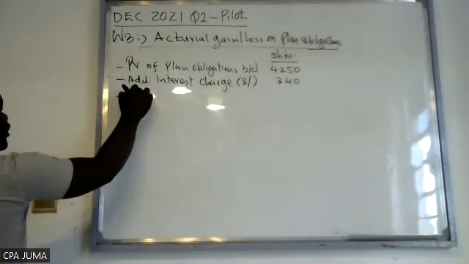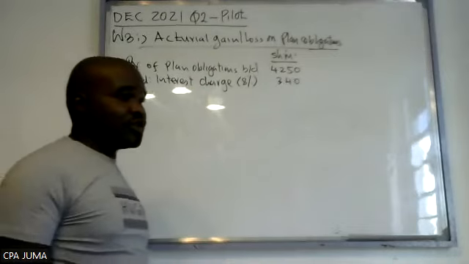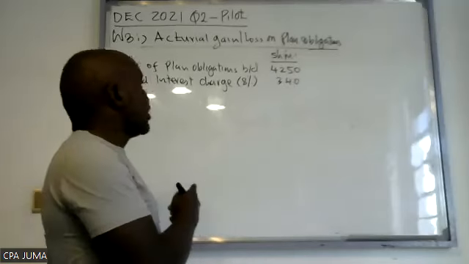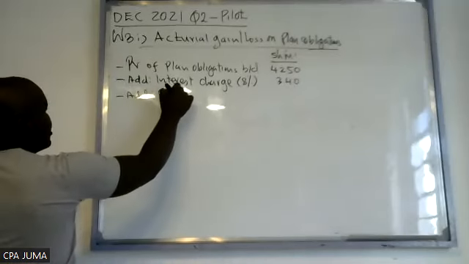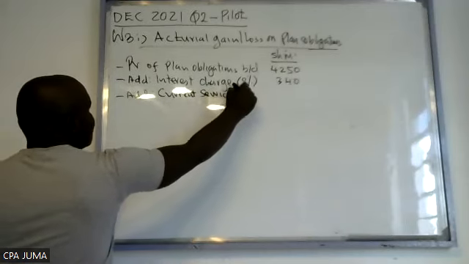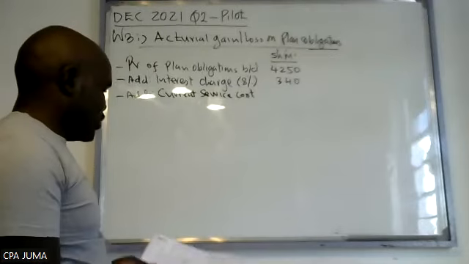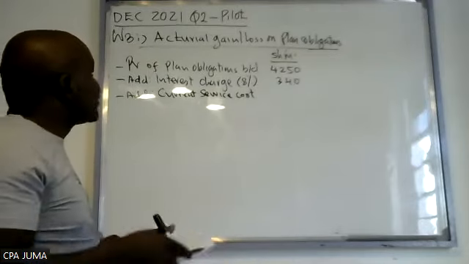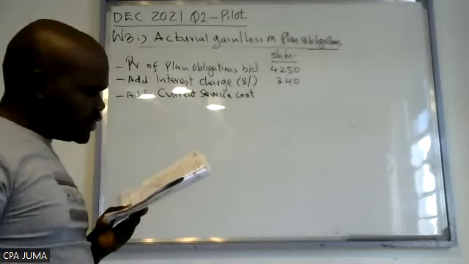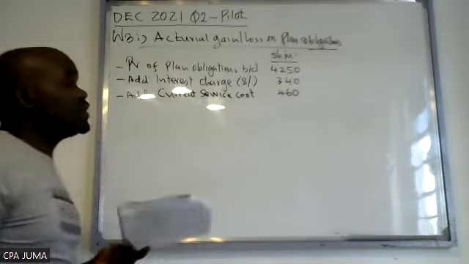There is always what we call current service cost. Current service cost to maintain that scheme, you have to add it. It's part of your obligations. So current service cost, you add it as part of your liability. We will discuss it in detail later. So current service cost was 460. So you are charged for that.